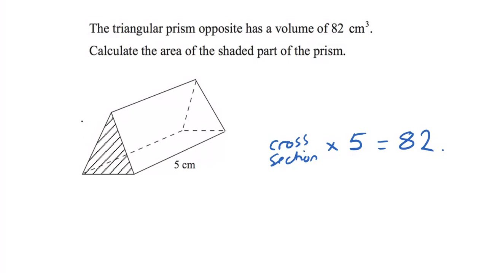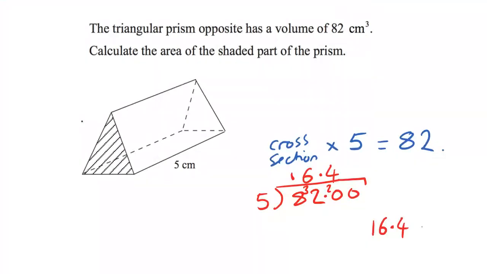Well, we can do that by knowing that multiplication and division are opposites. So if I take the 82 and divide it by 5, then we are going to have what was originally multiplied by 5 to get 82. I'm going to use short division to do this, but you can use any method you like. 5s into 8 goes once with a remainder of 3. 5s into 32 is 6 with a remainder of 2. 5s into 20 is 4. We've got no remainder left, so we're finished. So our area is going to be 16.4 centimeters squared.